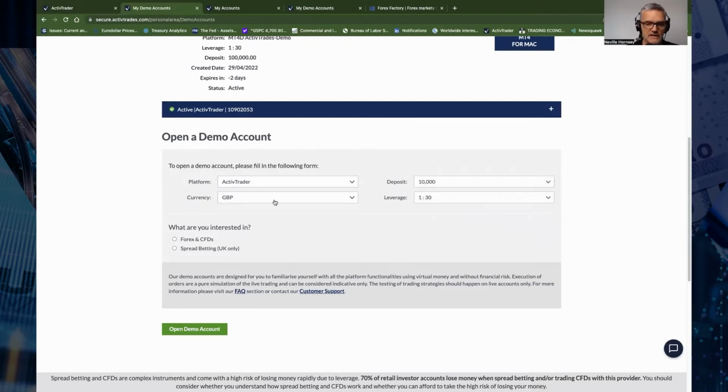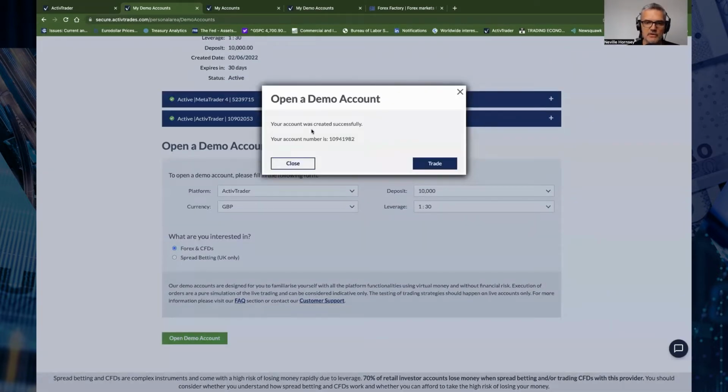If we look to the left, Forex and CFDs is what I normally trade, like if I open up a live account. So you essentially want to make this demo account as close to a real account environment as possible. And you'll get to learn about the fees and things like swap and stuff like that. All right, so we can click on Open Demo Account. It says your account was created successfully, and we can click on Trade.